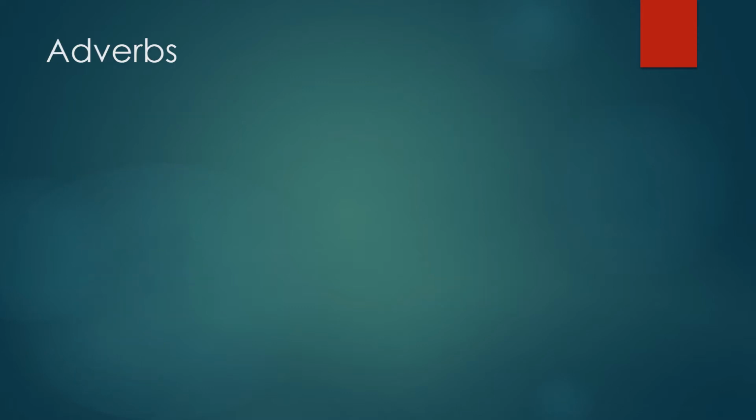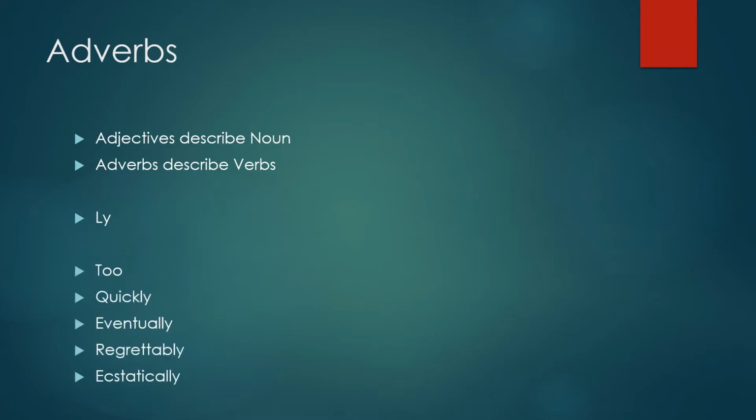Finally, we have adverbs. So just as adjectives describe nouns, adverbs are words that describe verbs. We often can spot and recognise them because they often will end in ly. However, there are some exceptions to this rule, such as the word too, which we mean by too much or too little of something. However, others, such as quickly, eventually, regrettably, and ecstatically, are all good, ambitious adverbs that we can use in our writing to enhance it further.